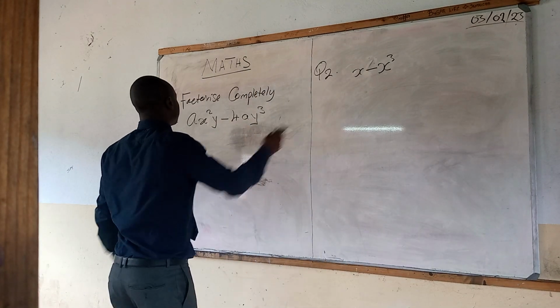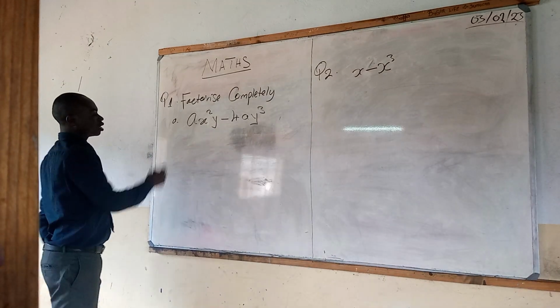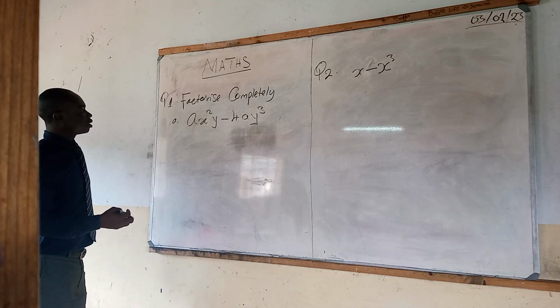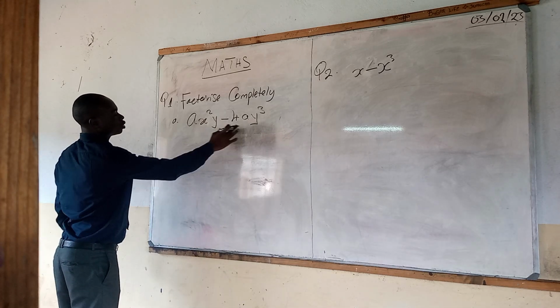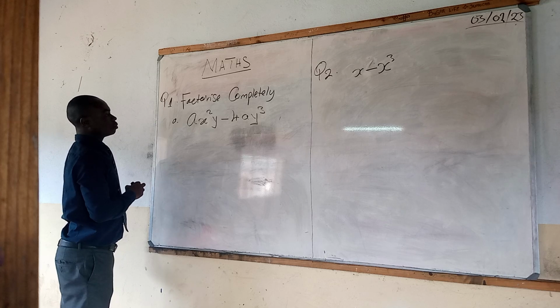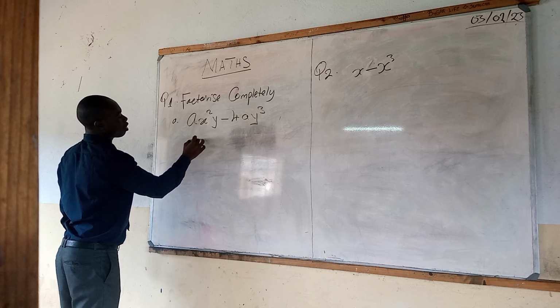We start with this one. This one or this one? Okay, let's start with this one. How do we factorize? Yes. So, which ones are we going to put outside? Yes. We have A and D.